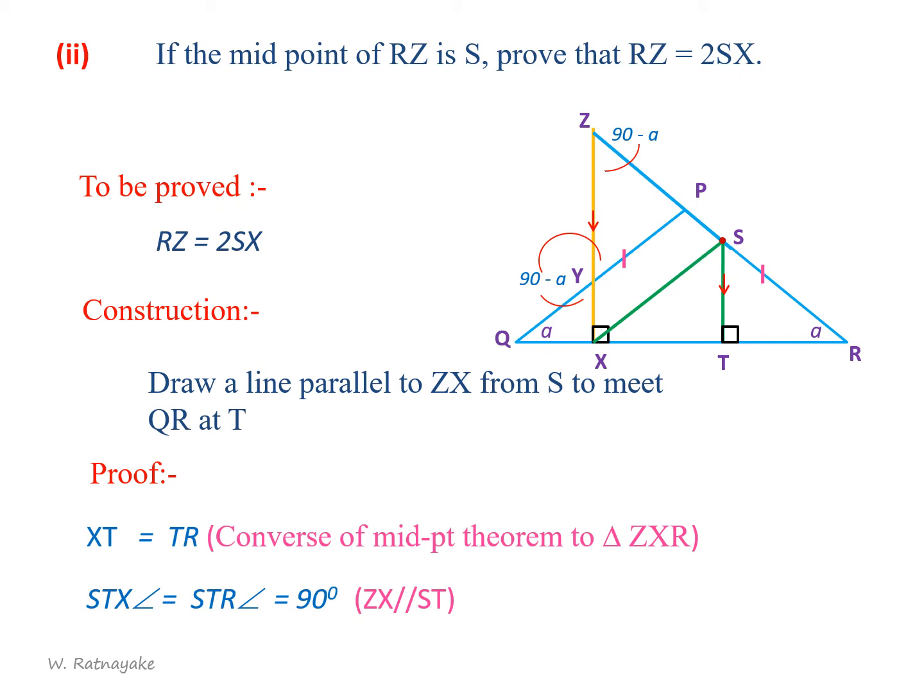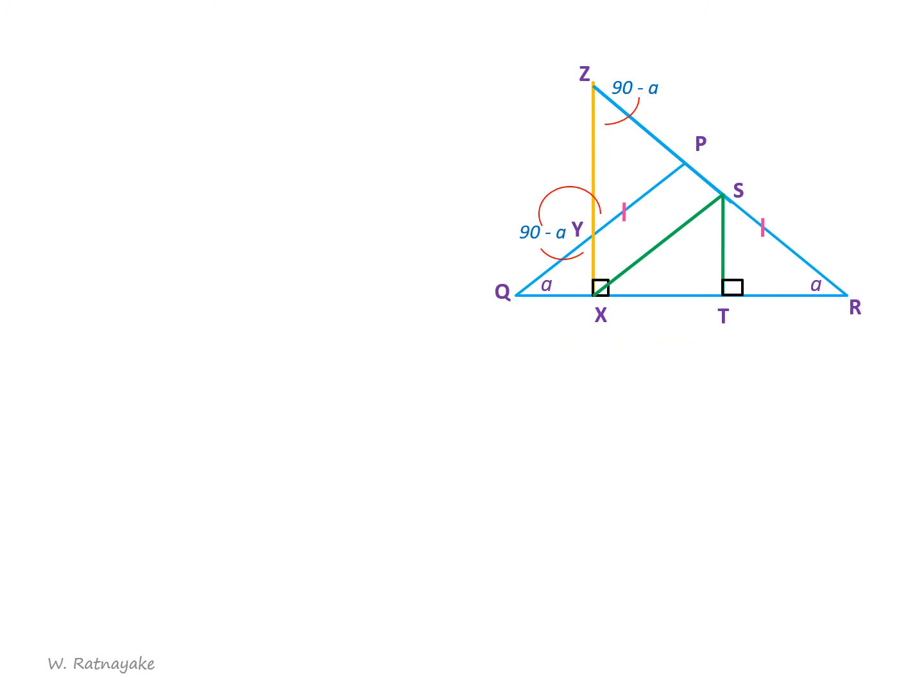What we have to do first is mention that we have added an additional part to the diagram, that is called construction. Therefore, construction we have to mention in the proof: draw a line parallel to ZX from S to meet QR at T. Now we are going to do the proof. First of all, we have to say that XT equals TR according to the converse of the midpoint theorem.